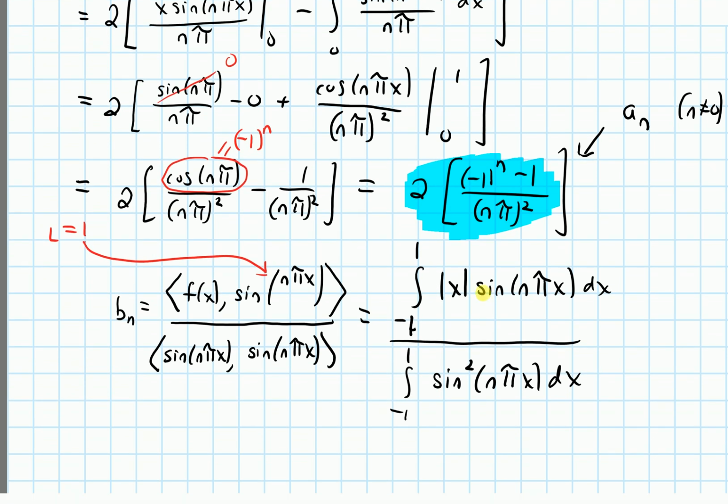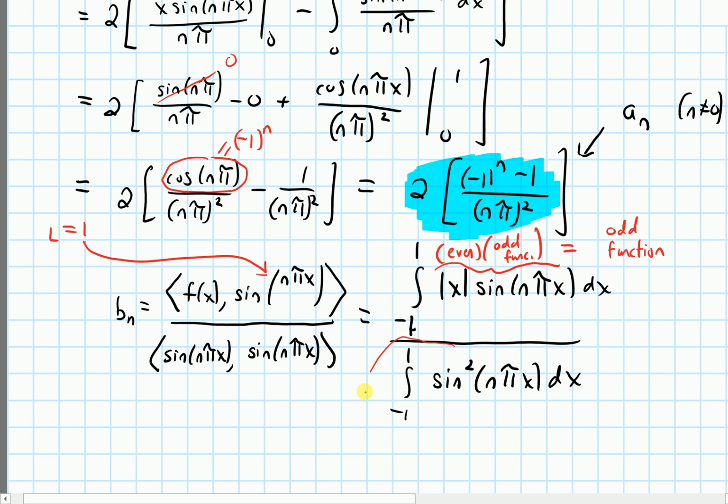So notice that in the numerator here, absolute value of x, that is an even function. Sine x, that is an odd function. And an even function times an odd function, we've seen what this is before in the videos from this lecture. This is an odd function. All right, so the numerator is an odd function.